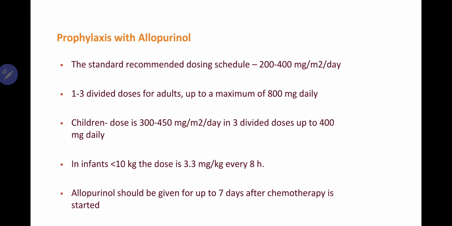The standard recommended schedule is 200 to 400 mg per meter square per day, and generally given in 1 to 3 divided doses for adults, and up to a maximum of 800 mg can be given. In children, the dosage is 300 to 450 mg per meter square per day in 3 divided doses, and the maximum dose that can be given is 400 mg daily. In infants of less than 10 kg, the dose is 3.3 mg per kg every 8th hourly. Allopurinol must be given up to 7 days after start of chemotherapy. As we have seen, the clinical TLS definition is from 3 days prior to start of treatment or up to 7 days of the treatment. Hence, it must be remembered.